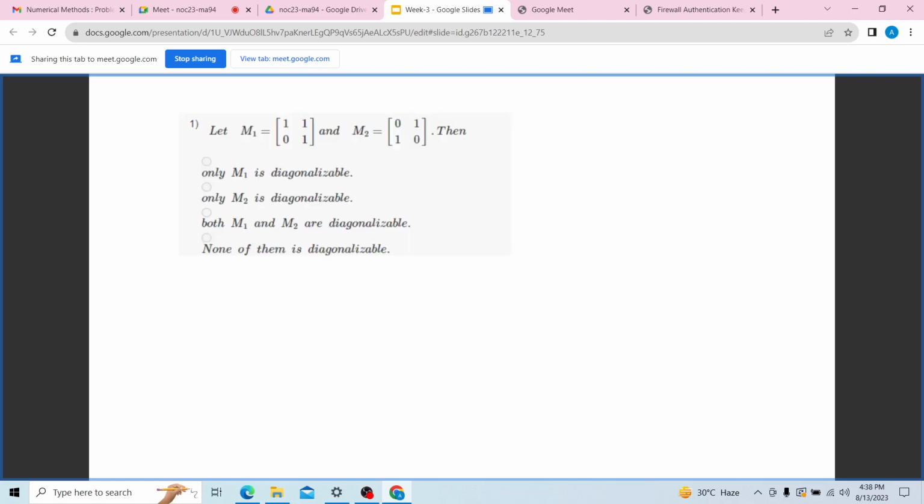So the first question was: determine which of these matrices is diagonalizable. Either M1 is diagonalizable or M2 is diagonalizable. Can you calculate it?